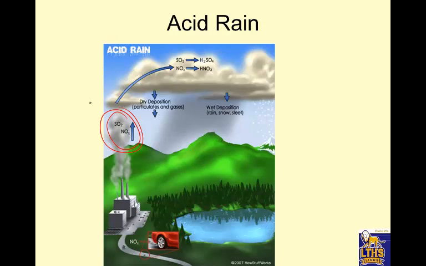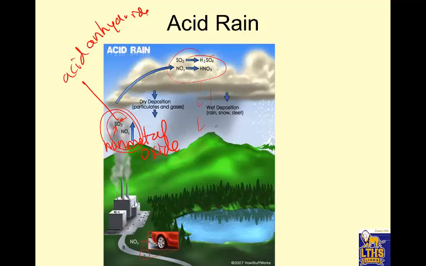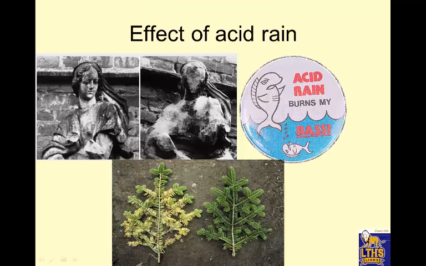Look at all these gases, right? These are non-metal oxides. So this is called an acid anhydride, because when I put it into water, like rain, it turns into acid. And then the water coming down in the rain is slightly acidic because it reacted with those acid anhydrides. Where do they come from? Cars and factories. Those acid rain things can deteriorate limestone because remember, acids react with carbonate.